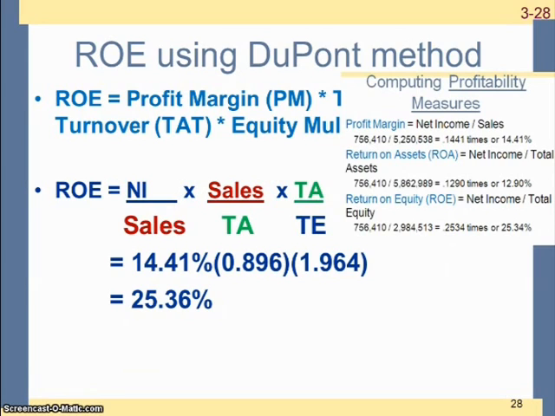Alright, you can see from here, 14.41 you can get from slide 60, 0.896 from slide 50, and 1.964 from slide 11. So the ROE equals 25.36% if we use the DuPont method, while if we use the formula on slide 16, you get 25.34%. The small difference is due to rounding up and down.